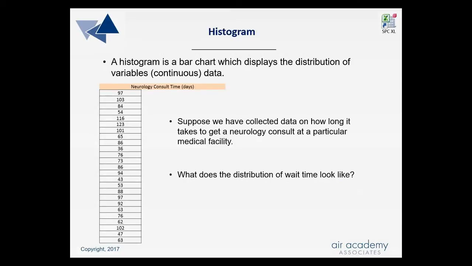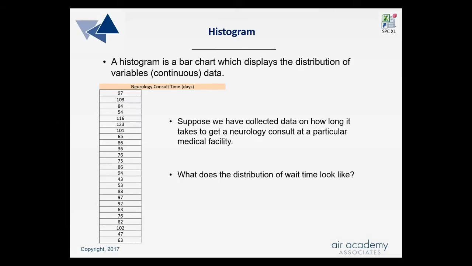Well, a histogram is a bar chart which displays the distribution of variables, or what we call continuous data. Since the data is continuous, the names of the bars which show up on the horizontal axis of the histogram will be numerical intervals, and the purpose of the histogram is to show you the distribution. That is the shape. The bars will determine a shape. They will also show you the balance point and how the data is spread. So the histogram is designed to show us the distribution.